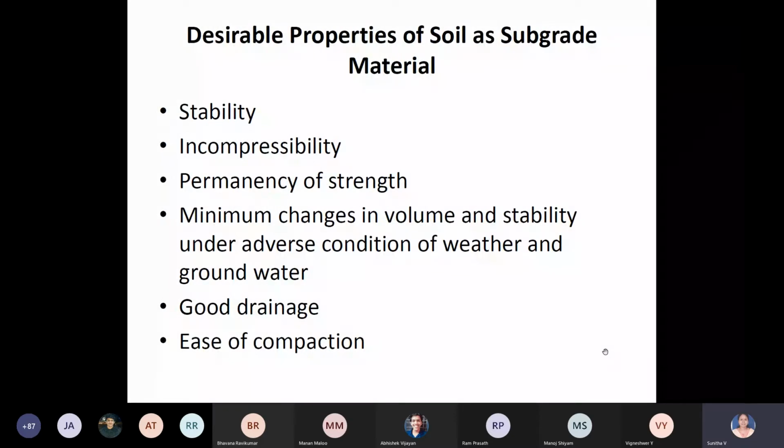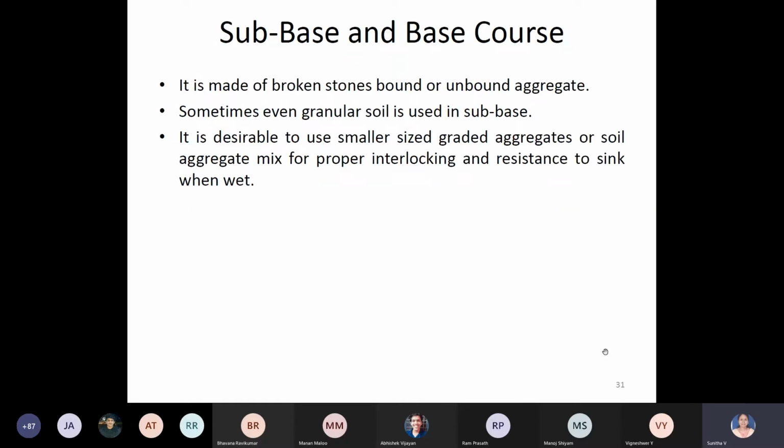So in yesterday's class, we were talking about the desirable properties of soil as subgrade material. It should have stability, incompressibility, permanency of strength, and minimum changes in volume and stability, even under adverse conditions of weather and groundwater. Then it should have good drainage properties. It should be easy for compaction.